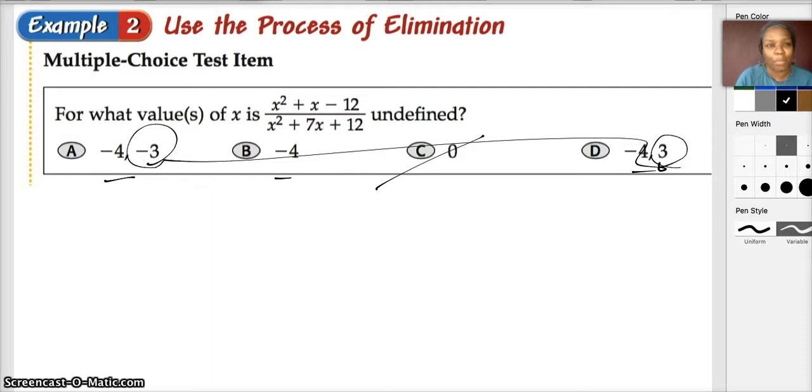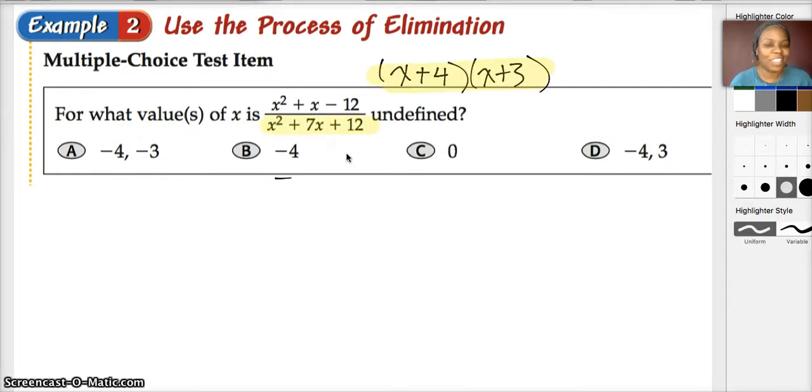Anyway, I'm going to do the problem the way I want to. As a math teacher, I would want factoring to be a pretty easy thing for you to do. So when we factor just the denominator quickly, because that's where our undefined terms come from, we get (x + 4)(x + 3). We can see that, yes, -4 would make this 0, but also -3. So this is indeed the answer.